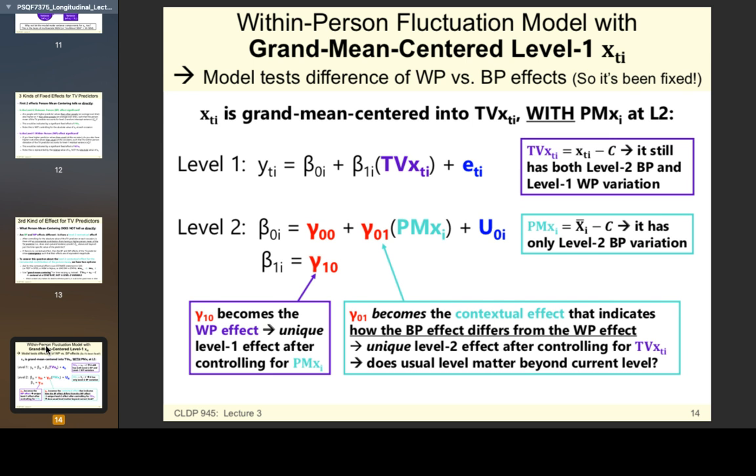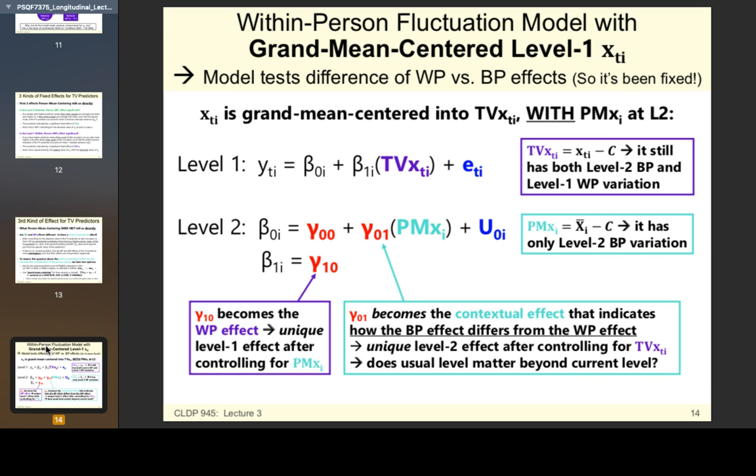So I have time varying X here. This is the uncentered version, or it's centered at a constant, doesn't matter. Point being, this is the original time varying predictor. It still has both level 2 between and level 1 within. However, I'm controlling for person mean, the level 2.